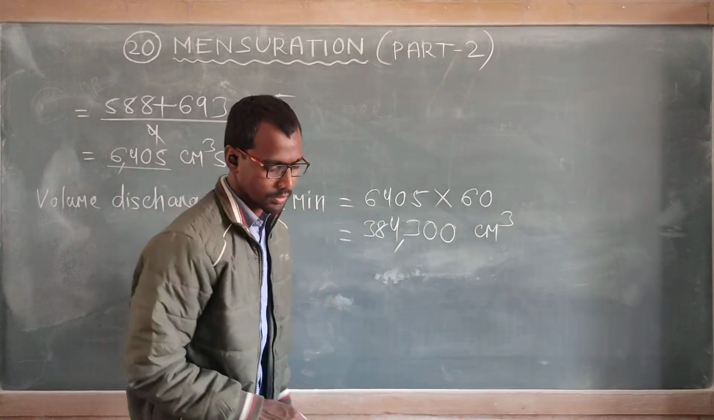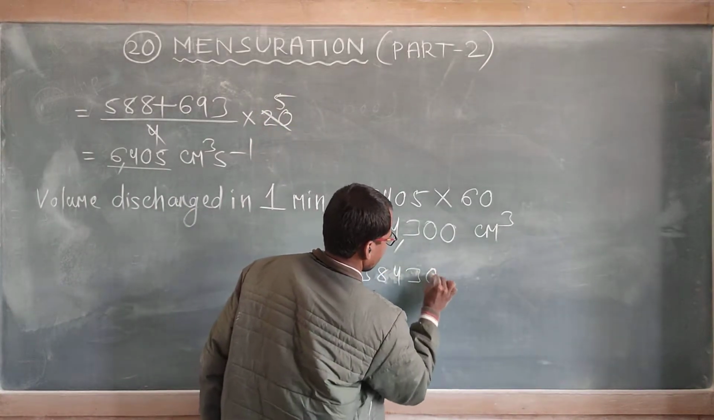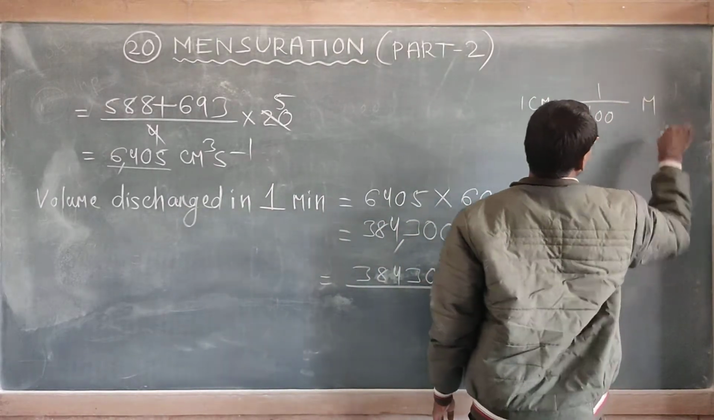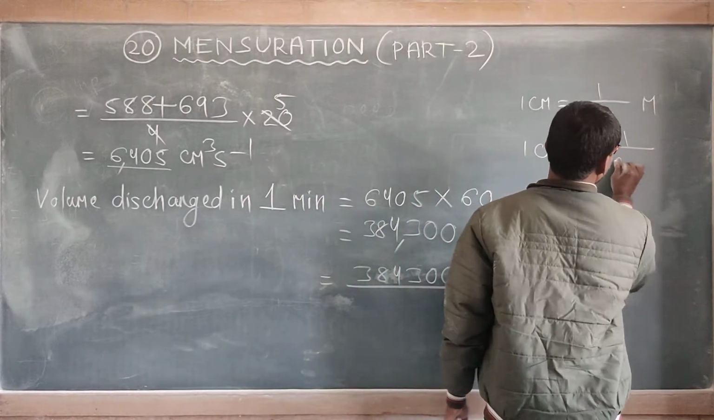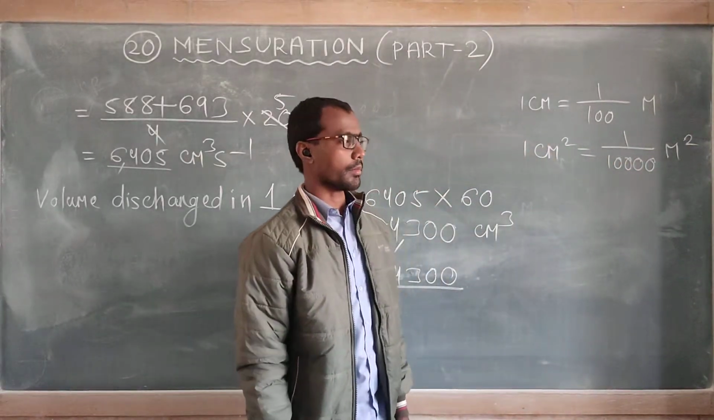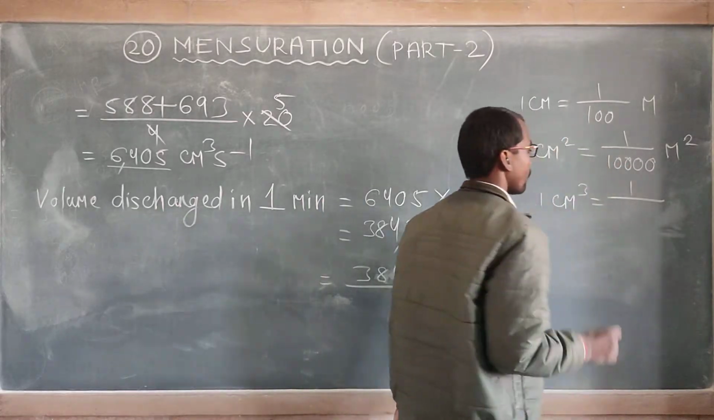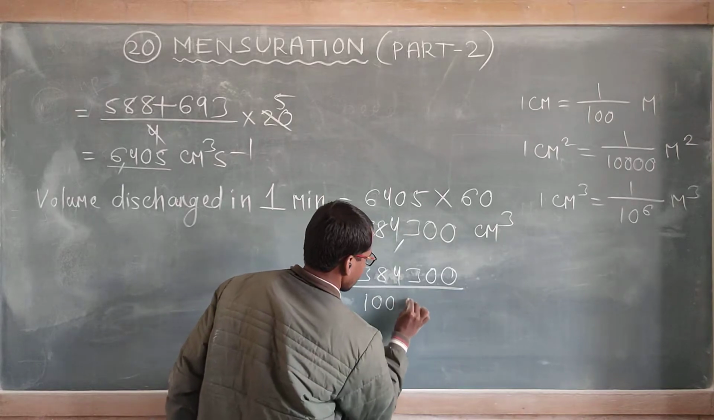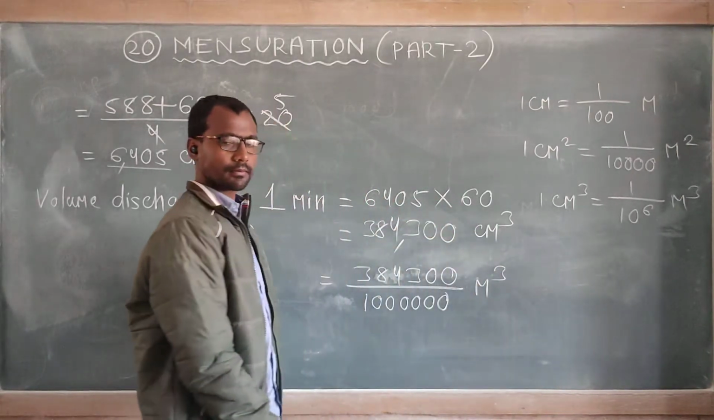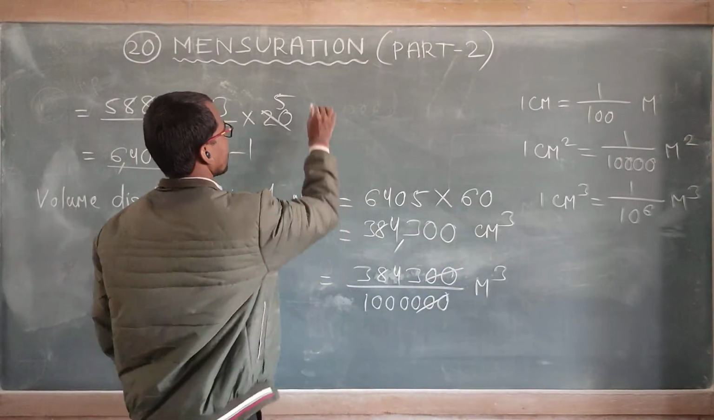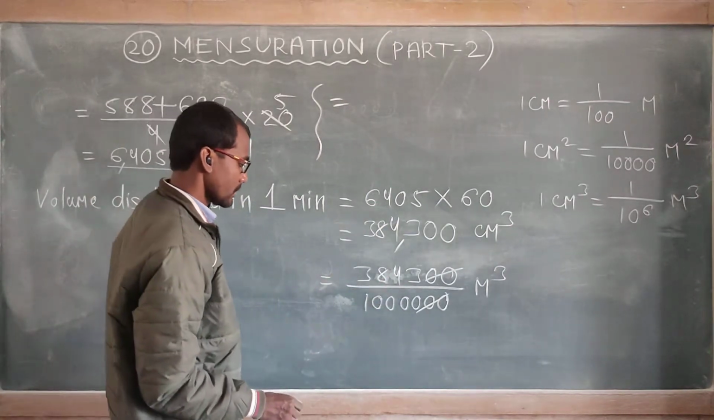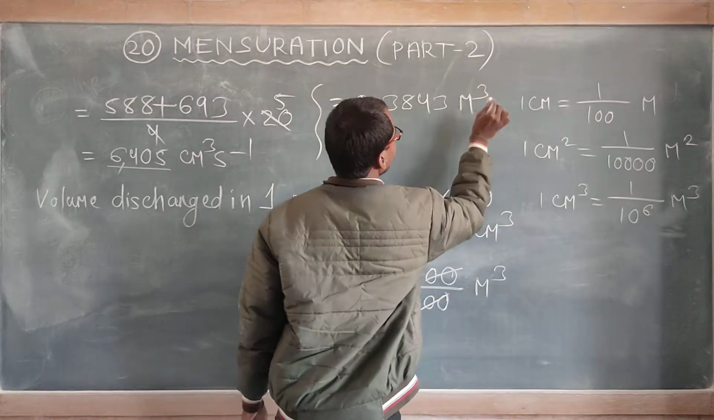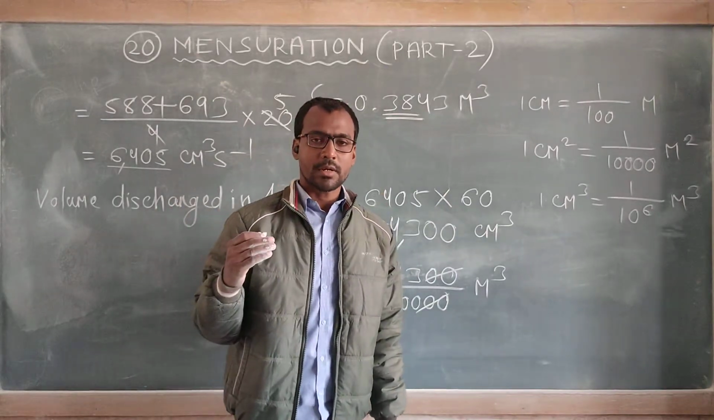Now you have to convert to cubic meter according to the question. So 384,300 cubic cm. 1 cm is equal to 1 by 100 meter. 1 square cm is equal to 1 by 10,000 square meter. Similarly, 1 cubic cm will be 1 by 10 power 6 cubic meter. Okay, remember this. So the answer is 3843 by 10,000, means 0.3843 cubic meter. So in 1 minute, this much quantity of water is discharged through the channel.